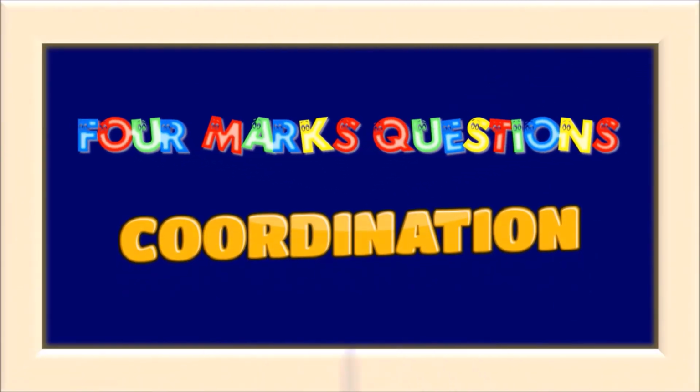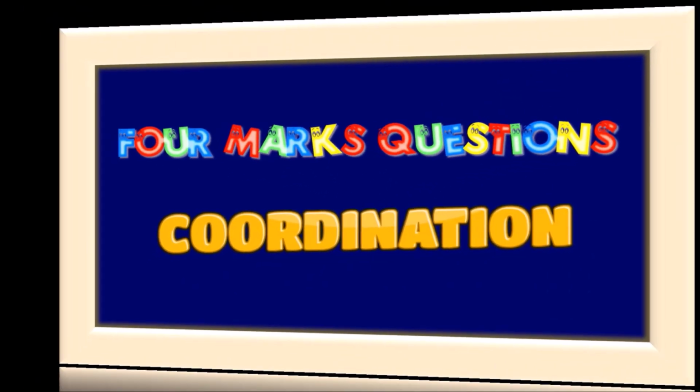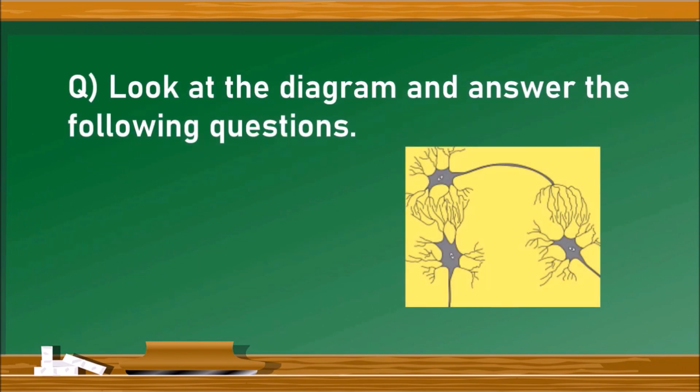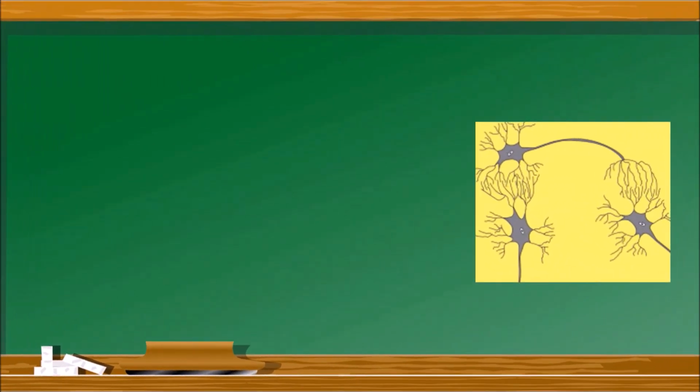4 marks questions from the chapter Coordination. Let us go into the questions. The first question, look at the diagram and answer the following questions. This is a diagram based question. The first one is, what does this diagram indicate?